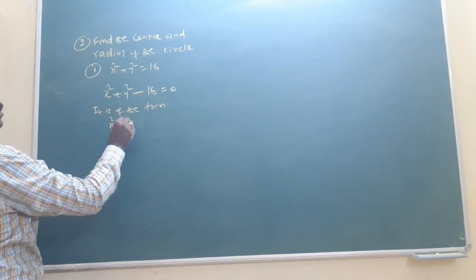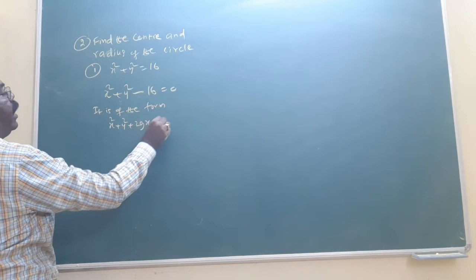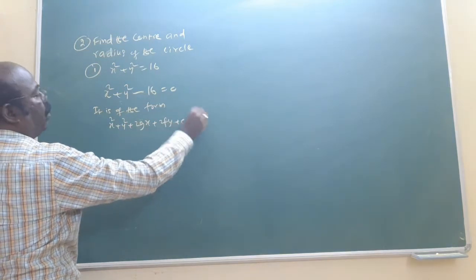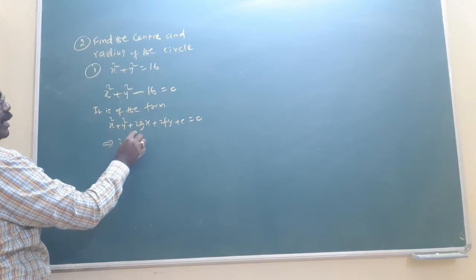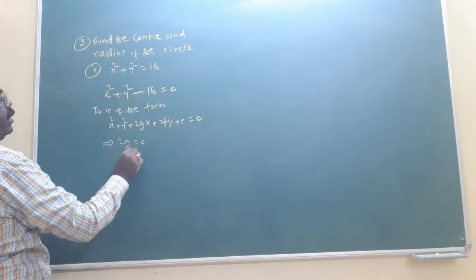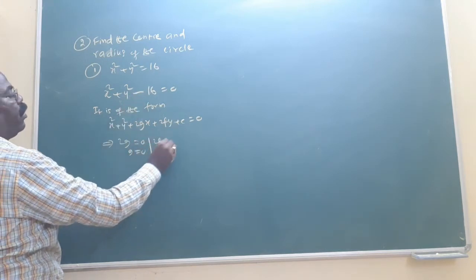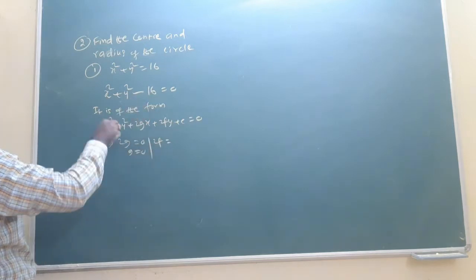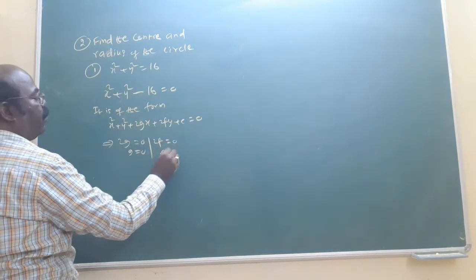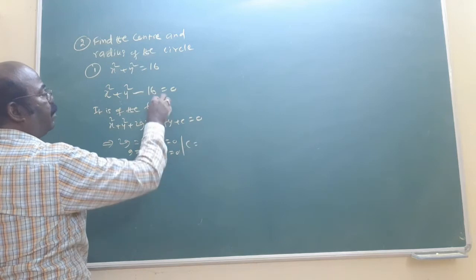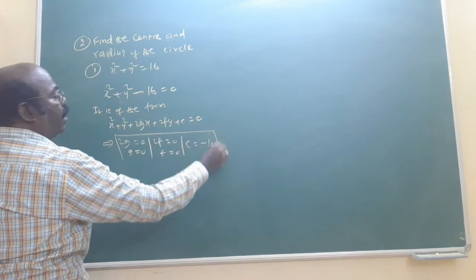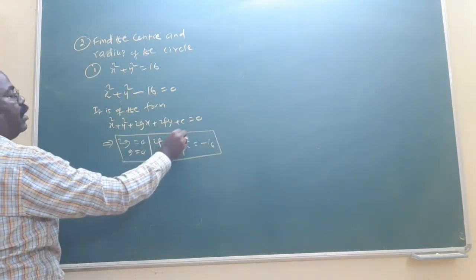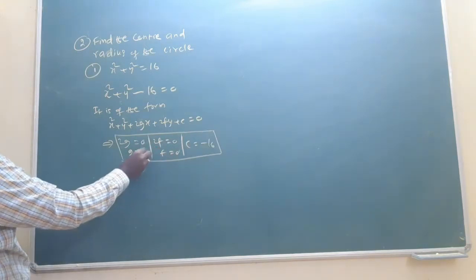x square term, y square term, 2gx, 2fy plus c equal to 0. Now, 2g equal to the coefficient of x, no x term, 0, so g is 0. 2f equal to what? The coefficient of y, no y term, 0, f equal to 0. Constant is what? Minus 16. In this way, you compare with the circle equation to find the values of g, f, c.